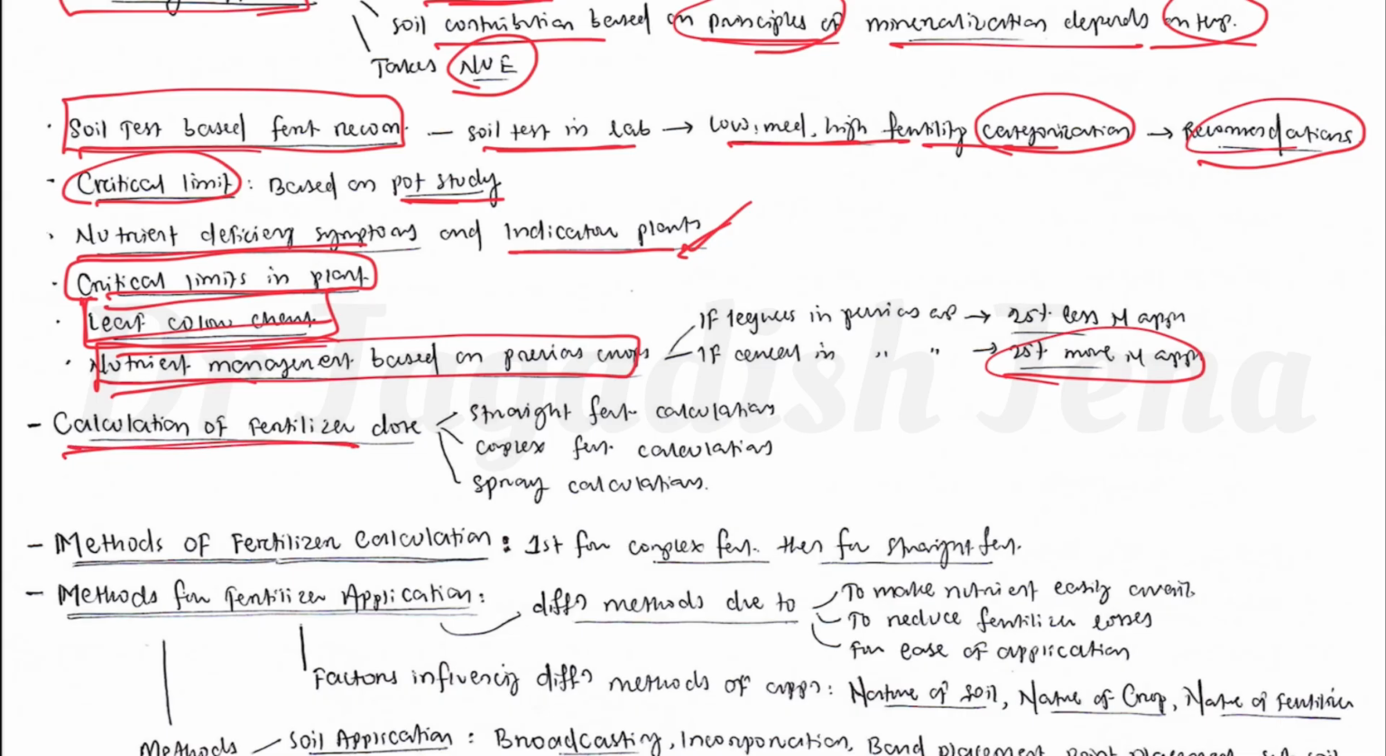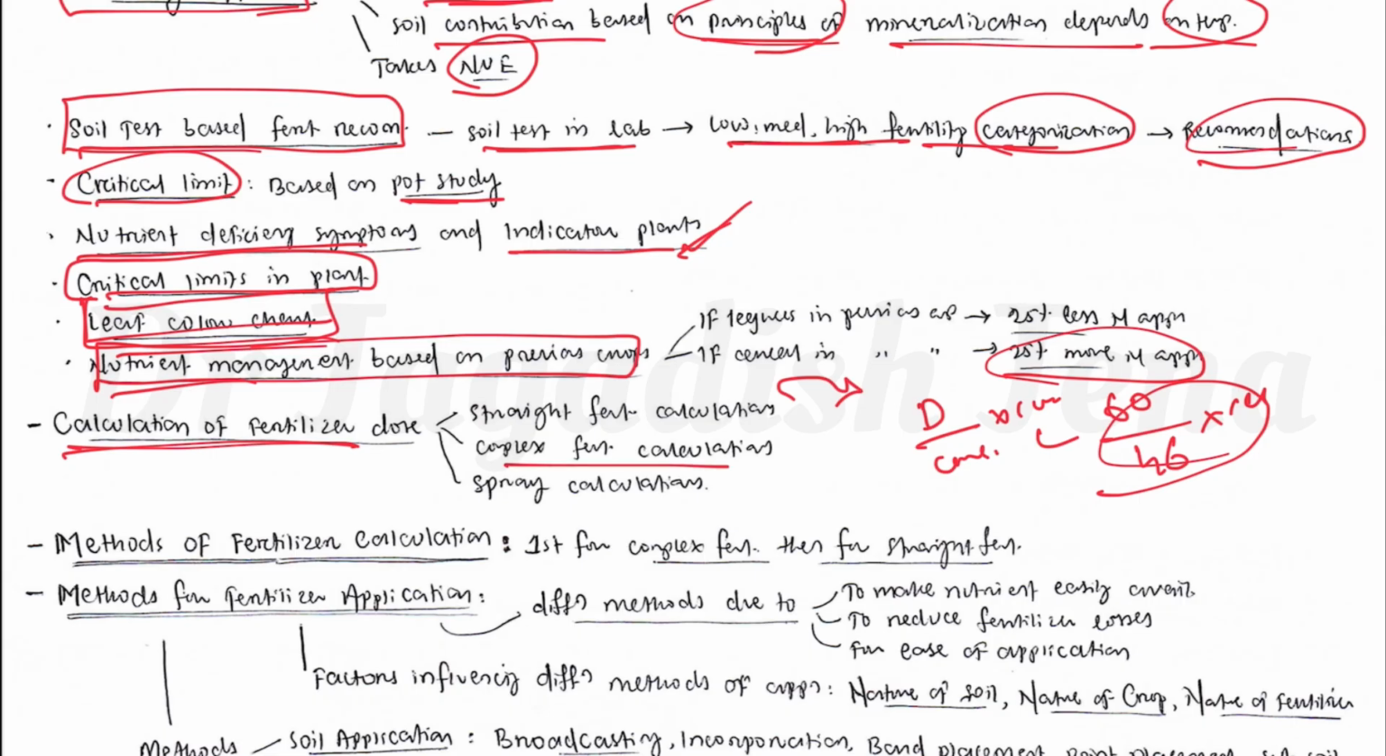How to calculate the fertilizer dose? For straight fertilizer calculation, you can simply put the dose divided by the nutrient concentration in the fertilizer, into 100. So suppose the dose is 60 kg. 60 kg nitrogen you have to apply, and you are applying urea. In urea, what is the nutrient concentration? 46. So 60 divided by 46 into 100, this much urea you need to apply.